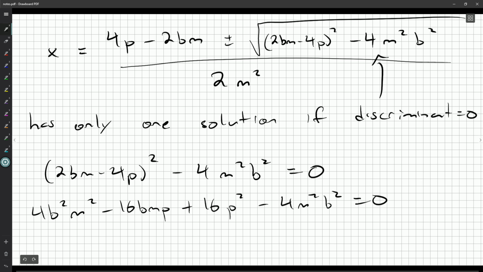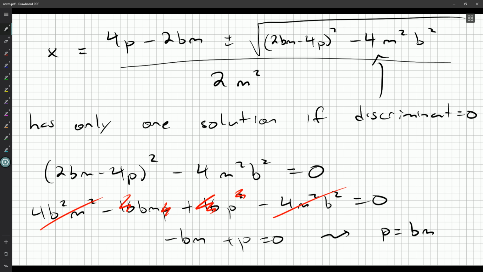Well, I can get rid of those two quite quickly. Divide by 16 on both sides. Actually, you can divide by p on both sides. You'll get minus bm plus p is 0. So in order to have y equals mx plus b be tangent, we need p to be the product bm. So b times m needs to be equal to the p value that defines our parabola. Okay, so that's how you make a tangent line.